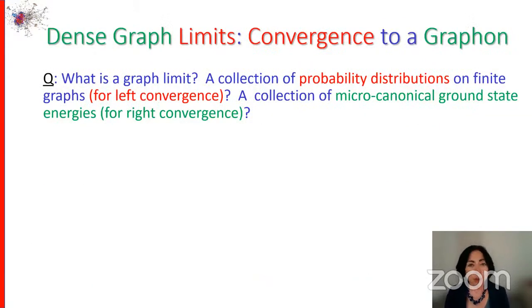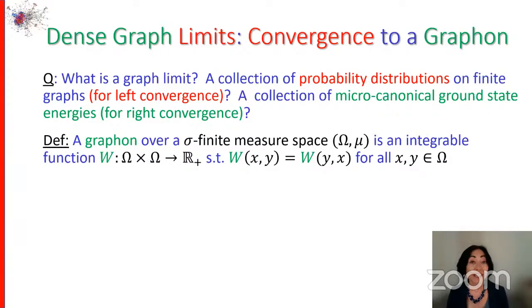So with these two, what is a graph limit? Well, in the first case, it's a collection of probability distributions on finite graphs, you know, an edge density, a Petersen graph density, etc. In the right convergence case, it's a collection of microcanonical ground state energies.